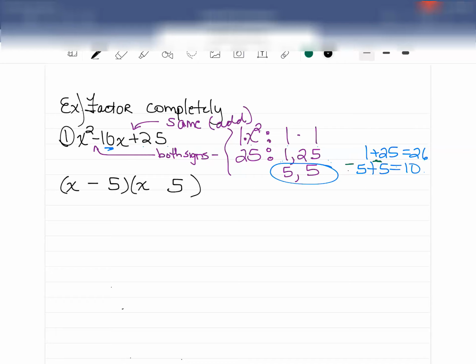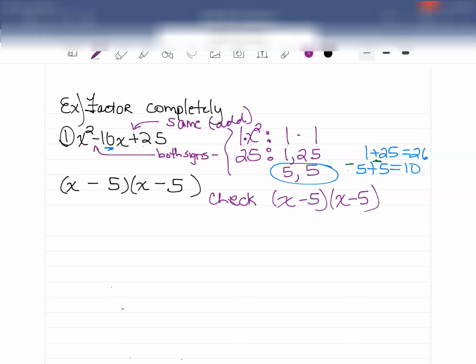So I'm going to put a minus in front of the 5's. If I would have needed a plus, I would have put a plus in front of the 5's. So this is potentially my answer. 2 things I have to do. The first thing I have to do is check it. When I take that x minus 5 and multiply by the x minus 5, I'm seeing if I get the original problem.